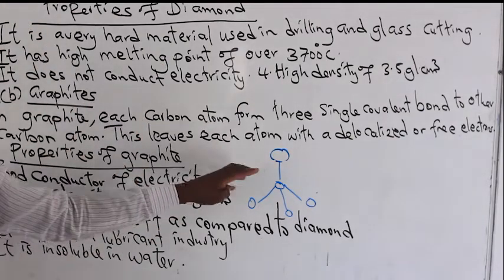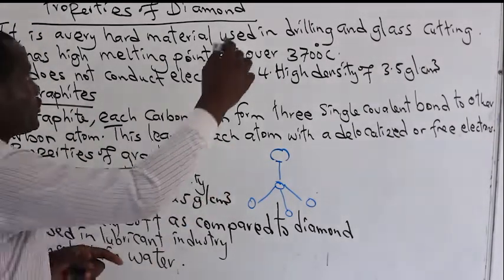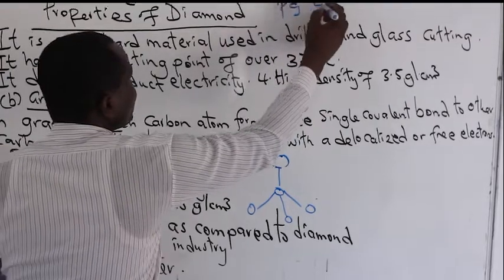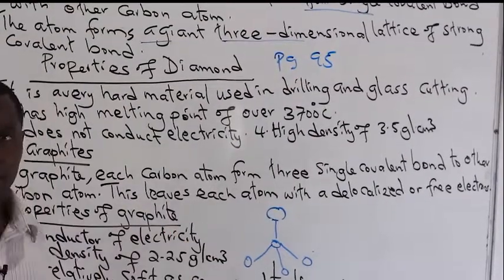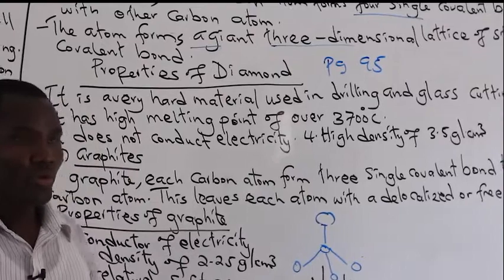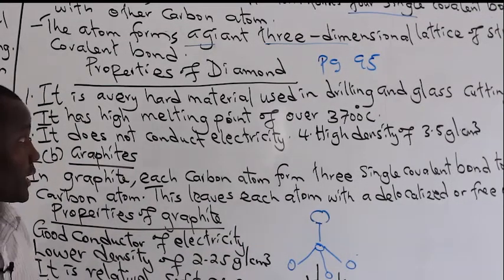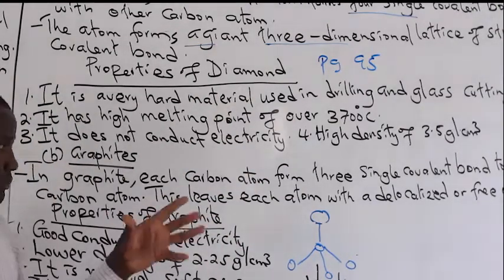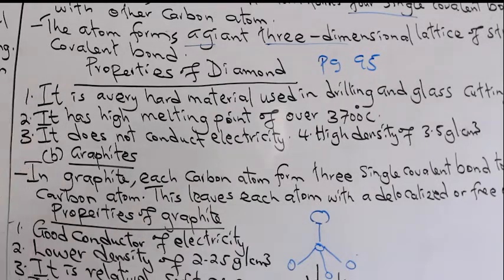This is just 1-dimensional, but in page 95, you can have the diagram of covalent bonding in 3 dimensions. So you will check on this so that you can build on the concept of diamond as an allotrope of carbon. Let's look at the properties of diamond.